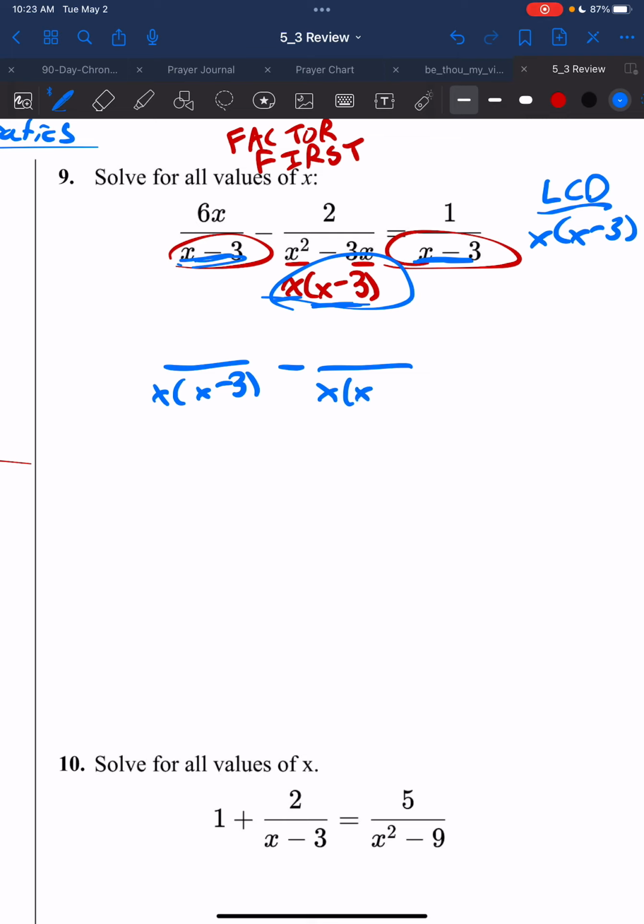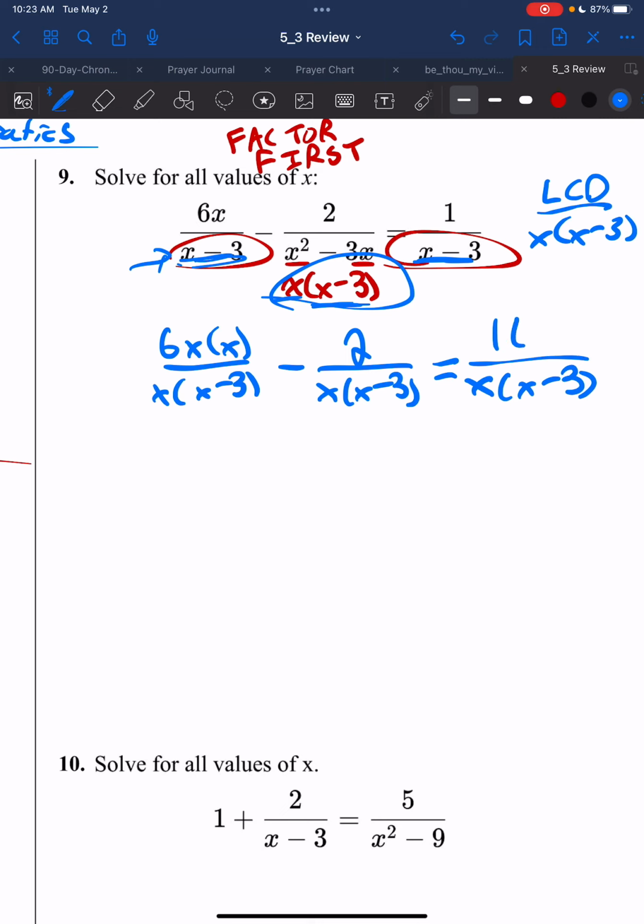Like I said, this might not look quite right, but this is just how I've shown you. So what's this one missing on bottom? It's just missing the x. So I multiply the top by x, so 6x times x. And then this one's missing nothing, so I keep a 2. And this one's missing the x, so I'm going to keep an x.